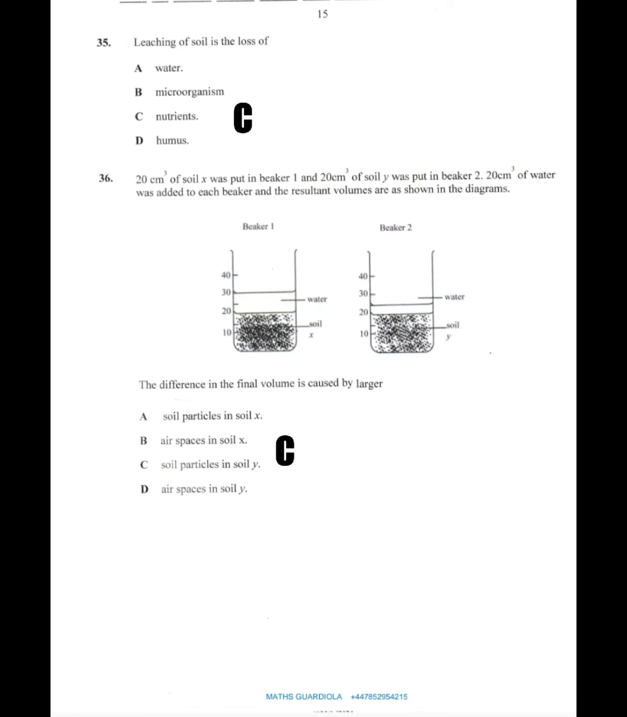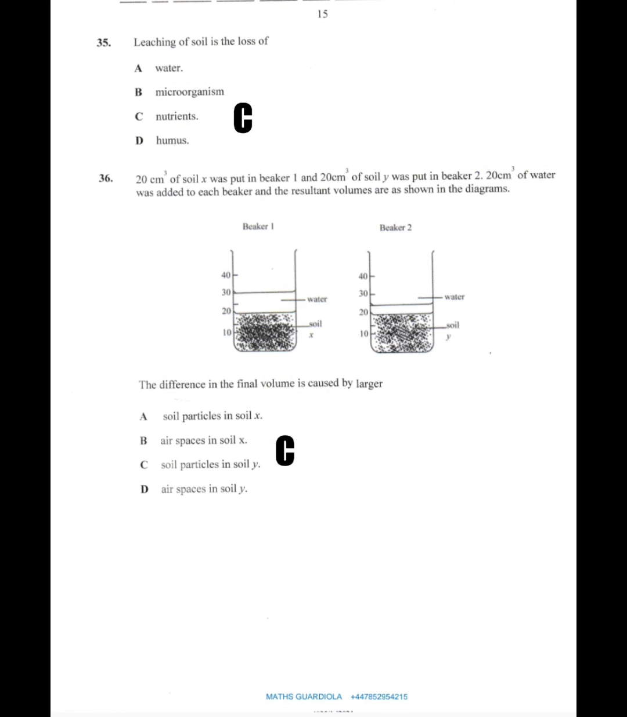Let us move on to number 36. 20 cubic centimeters of soil X was put in beaker 1 and 20 cubic centimeters of soil Y was put in beaker 2. 20 cubic centimeters of water was added to each beaker, and then the resultant volumes are as shown in the diagram. The difference in final volume is caused by larger. We are going to select C as our answer.